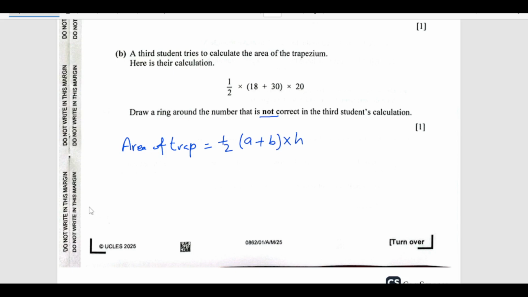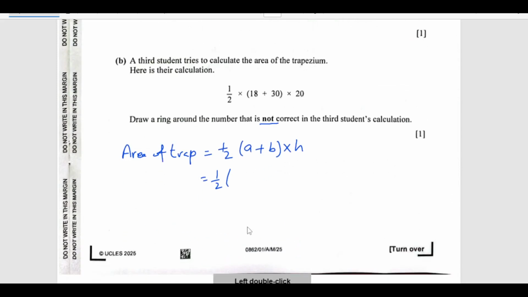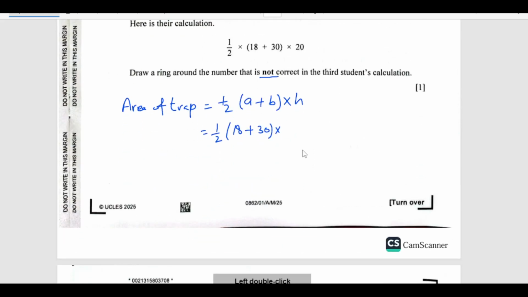A and B are the parallel sides. So, half, A and B are parallel sides, this is 30 and 18. So, I will write here 18 plus 30 times height. So, let us see what the height is. The height here is this one, 16, right. So, height is 16. If we compare this one, he has written everything right except this 20. So, we need to put a ring around 20.